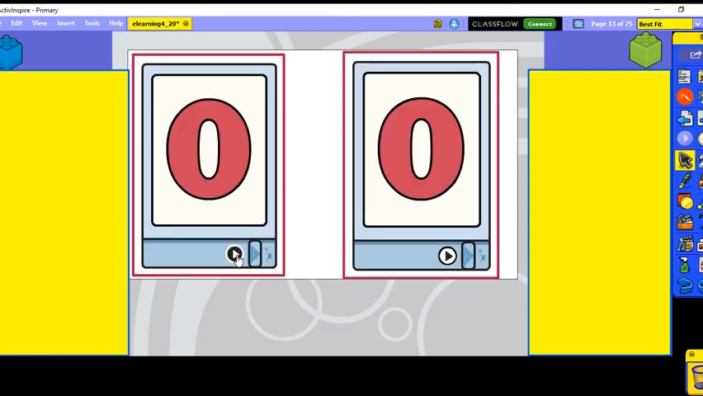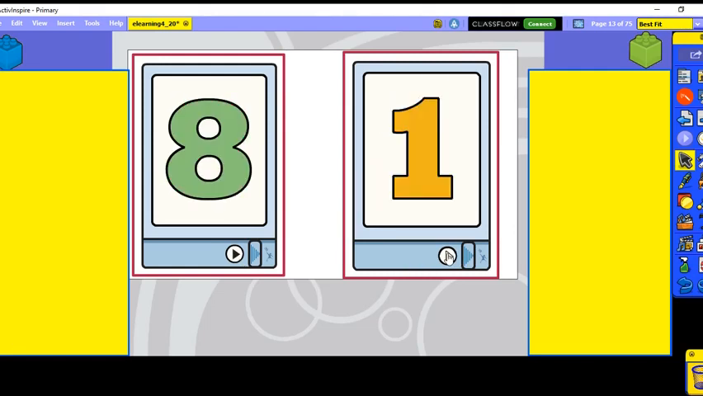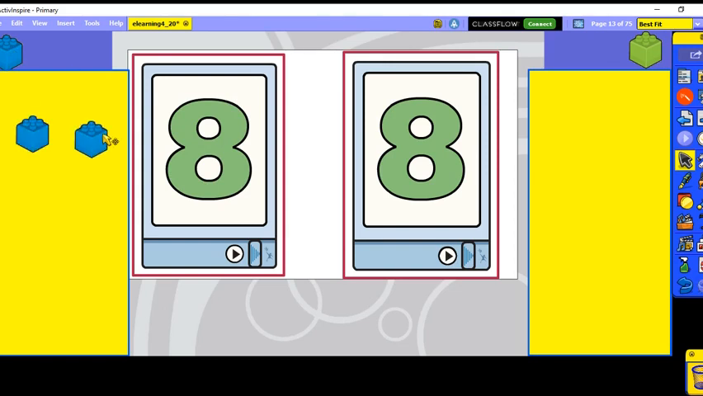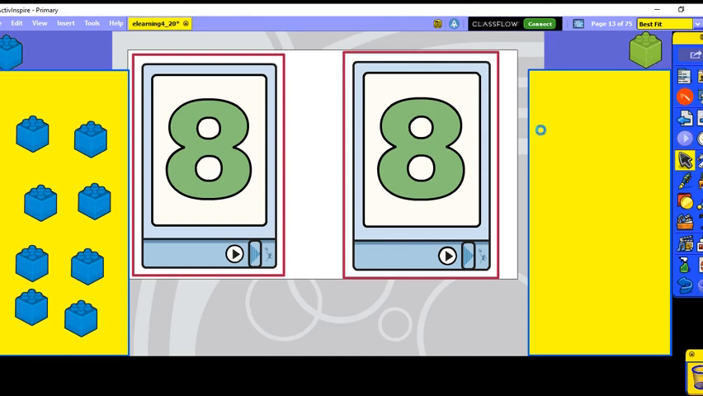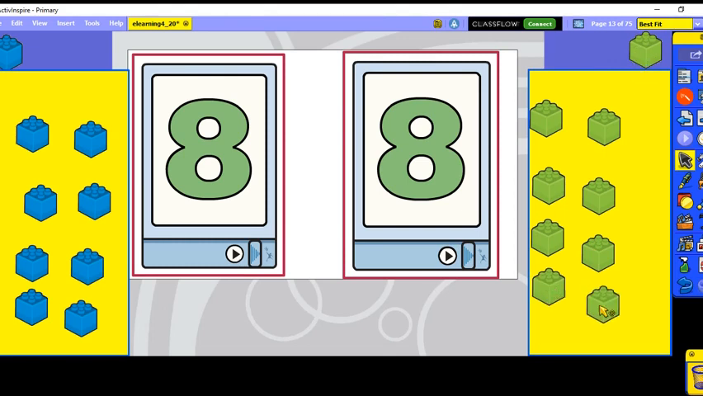Let's do another one. Oh, 8 and 8. I should have left my counters up. Let's do 2, 4, 6, 8, 2, 4, 6, 8. So we have 8 and 8.